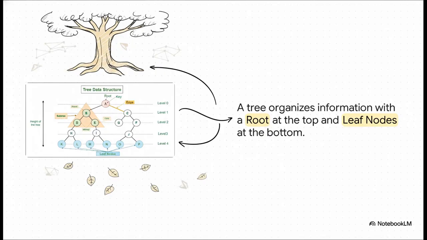This diagram really shows you the anatomy of a tree. See how everything starts at that single root at the top? From there, the data branches out. And that parent-child relationship is what makes trees so amazing for representing any kind of information that has a natural hierarchy, where some things are basically containers for other things.